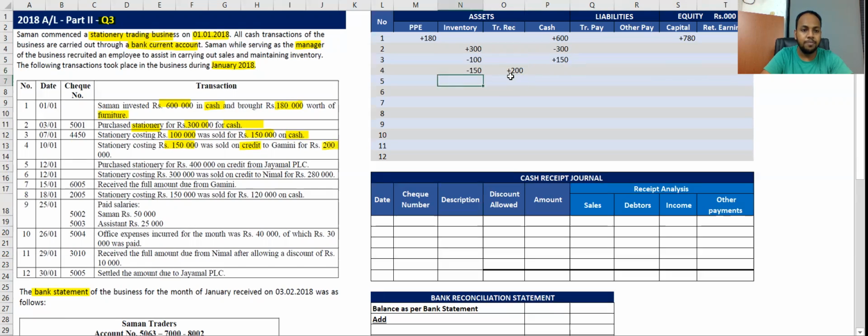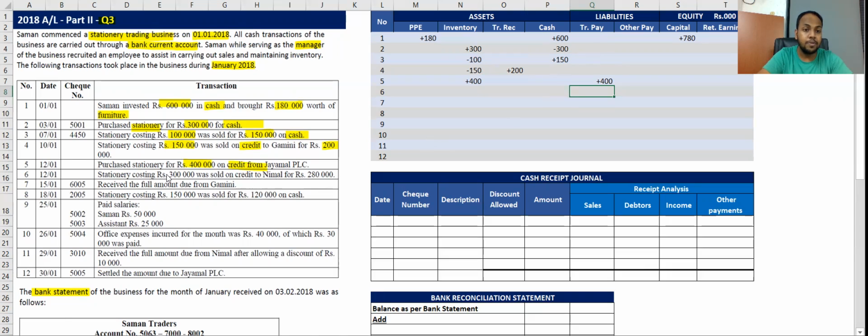Transaction number 5. Purchased stationery for 400,000 on credit from Jayamal PLC. Right. So again, the stationery will increase by 400,000. On credit means trade payables will increase. Trade payables will increase by 400,000 on credit.